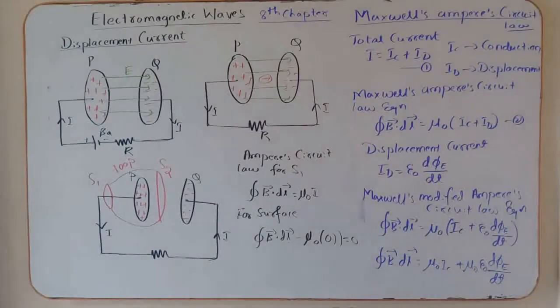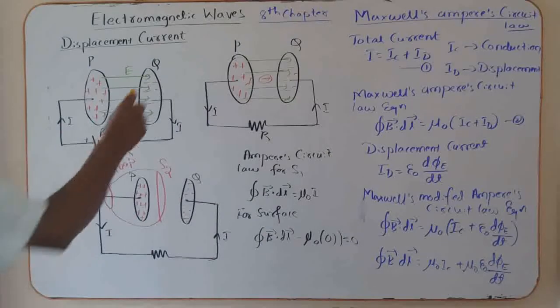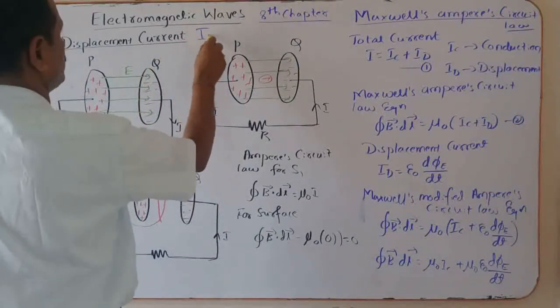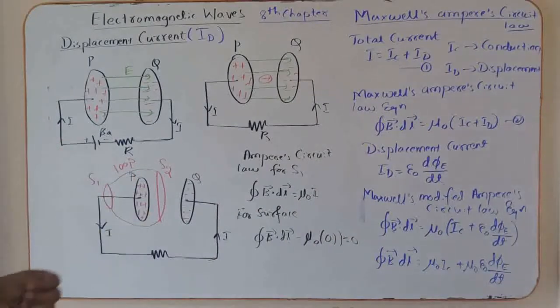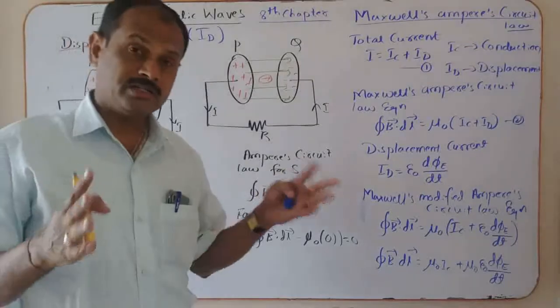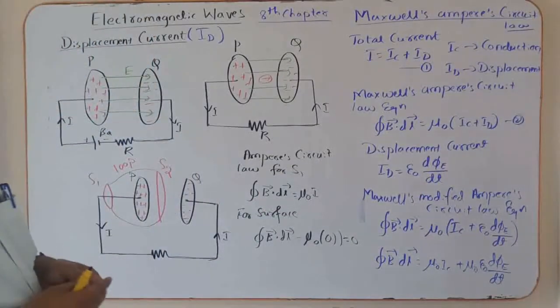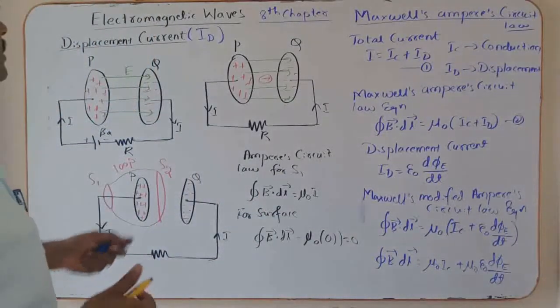Before going to electromagnetic waves, what about the displacement current? That I have to discuss first. How did you get the displacement current? How do you recognize it? How do you find it? How was it discovered? Practically, how did you get that displacement?